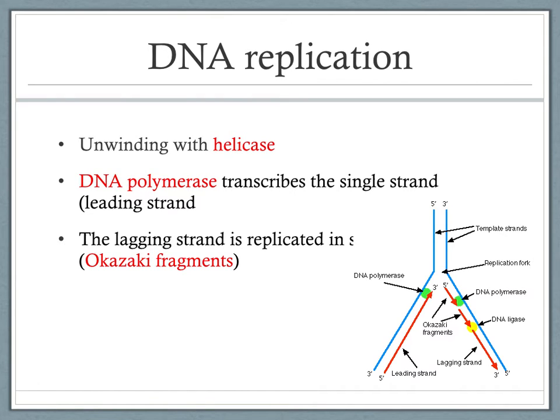DNA replication starts with an enzyme called helicase, which unwinds the strand. DNA polymerase transcribes, that is, attracts new nucleotides that are complementary to the leading strand. The lagging strand, known as Okazaki fragments, are filled in with other complementary nucleotides, thus forming from the original strand 2 of what are known as daughter strands.